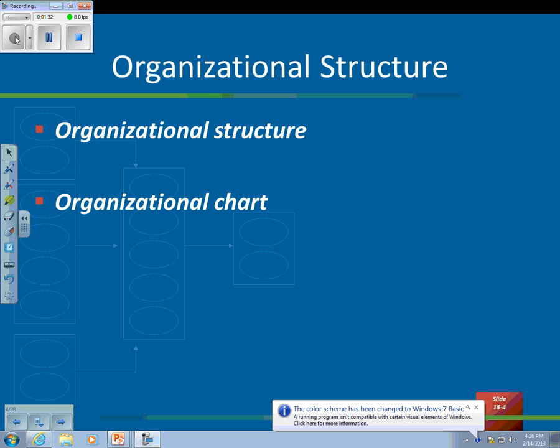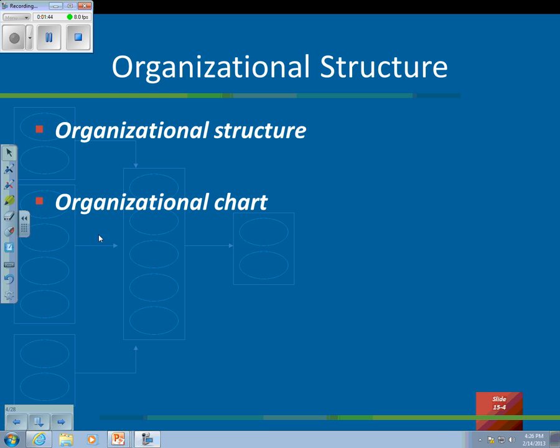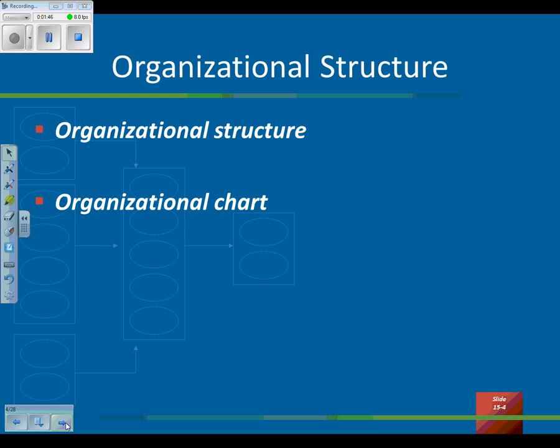Well, it's because of what makes up the organizational structure, such as, and I'm going to try to advance these slides. I don't know if I can or not, but I will.